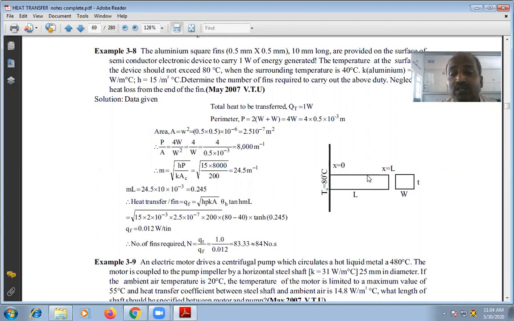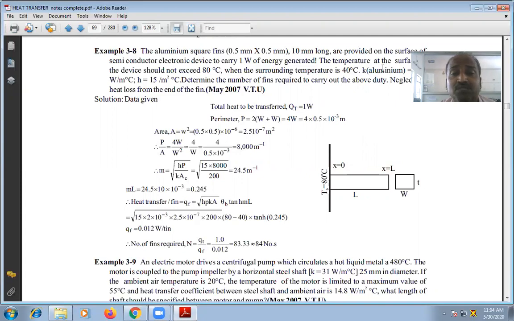So this is the square fin. You can see this is the square fin, and here you can see the square W, meaning width. And here, 1 watt of energy we have to transfer in total. The number of fins, we don't know. One fin we have shown on the diagram.